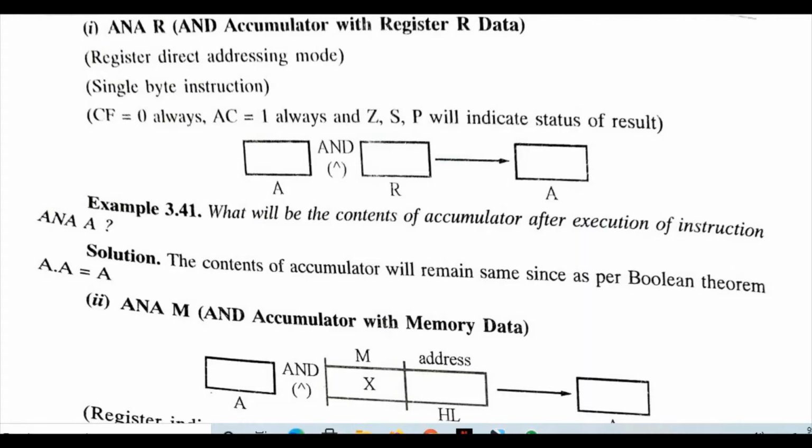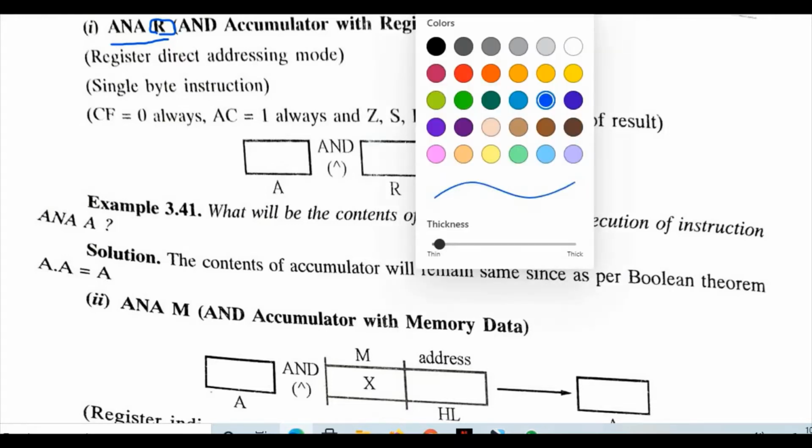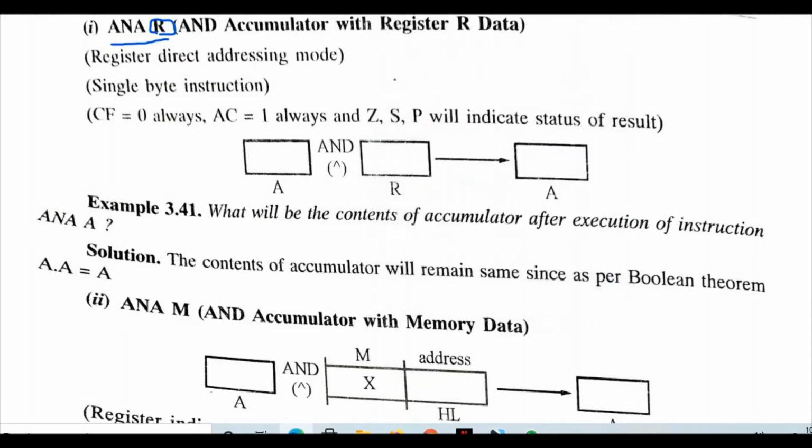First logical instruction is ANA R. ANA R is used for the ANDing operation. If we have to AND the contents of the accumulator with the contents of register R, here we can write down the name of the register. We can take any register used in the microprocessor 8085, A, B, C, D, H, L, any register we can use, and we can do the ANDing operation.